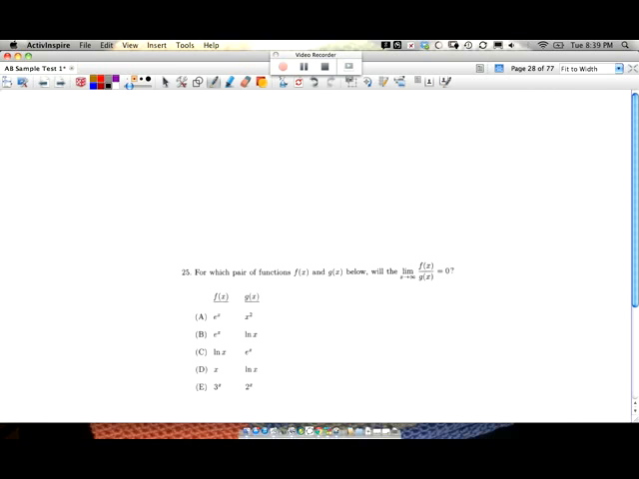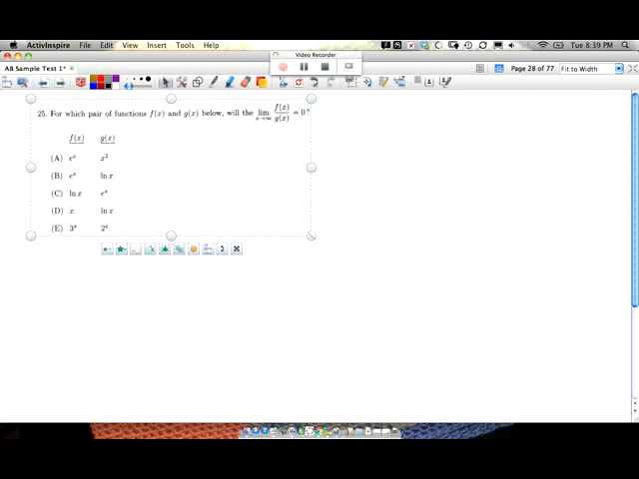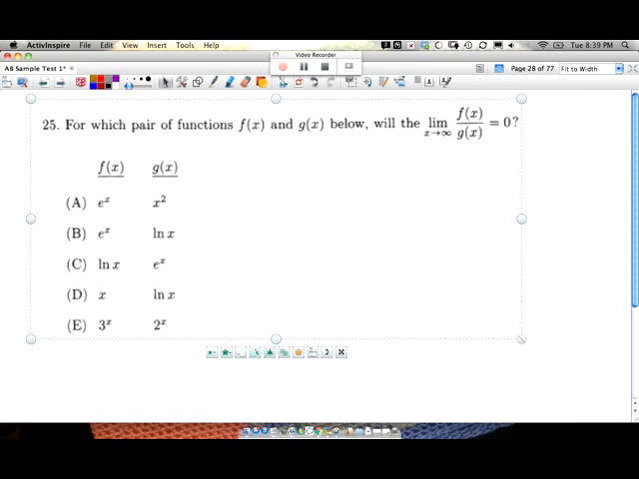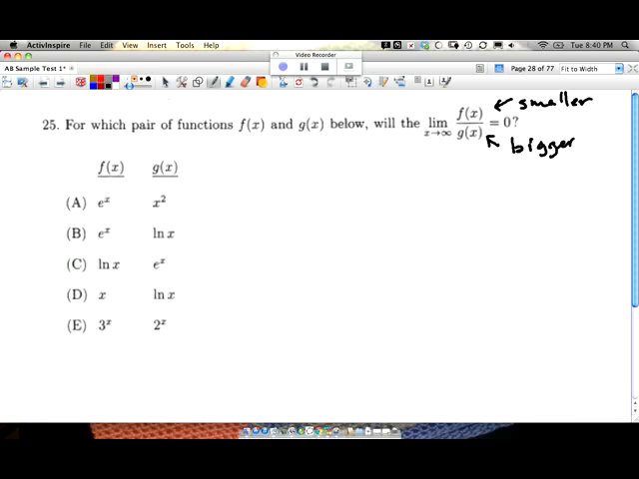Number 25. Which pair of functions is the limit as x goes to infinity of f of x over g of x equals 0? Alright, so this is kind of some knowledge about growth here and some numerical values. So if we want this to be true, that means that the top has to be smaller than the bottom, and the bottom has to grow faster.